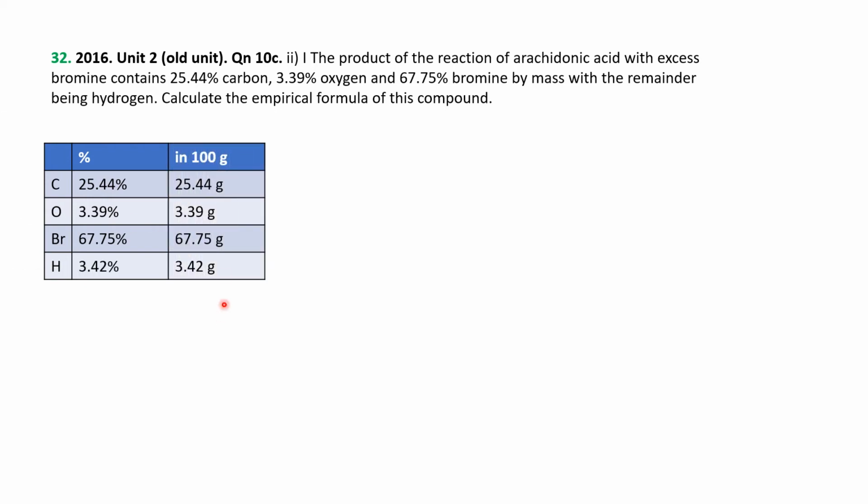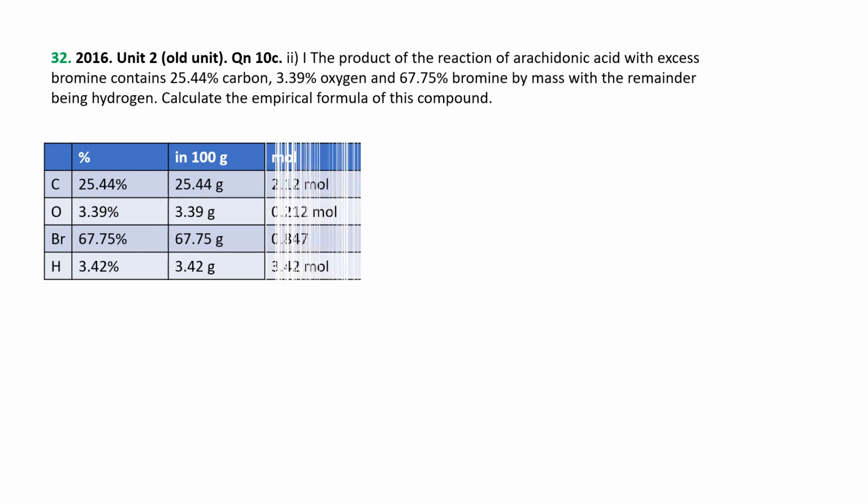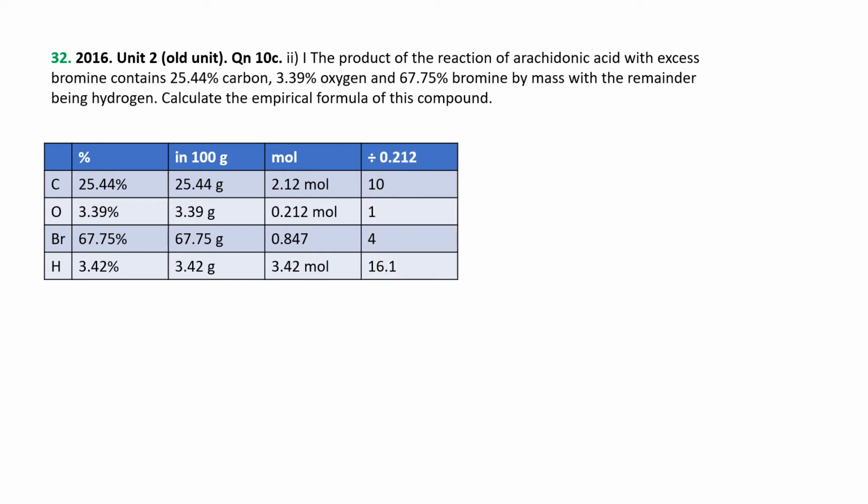Convert that to grams in 100 grams, just the same numbers, just going from percent by mass to grams in 100 grams. Once you've got grams, divide by the molar mass of each atom to get the moles. And this is our ratio, but it's a rather ugly ratio. So what we do to turn an ugly ratio to a nicer ratio is divide by the smallest number. So divide by 0.212, we get 10, 1, 4, 16.1. Call that 16 between friends. So the empirical formula, 10 carbons, 16 hydrogens, 1 oxygen, and 4 bromines.